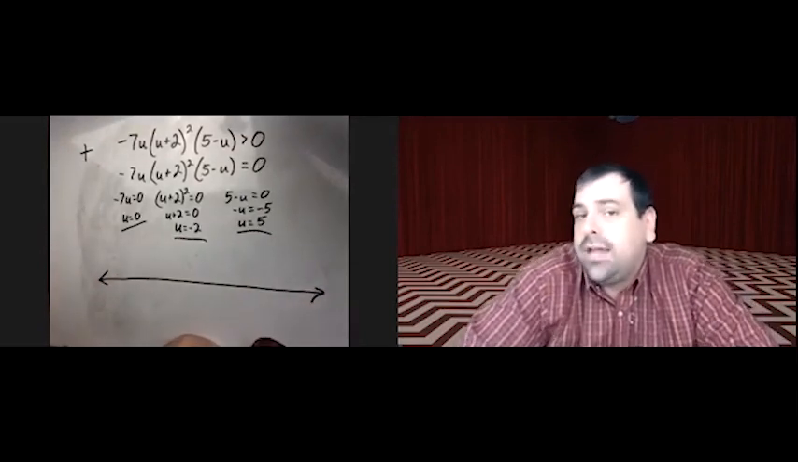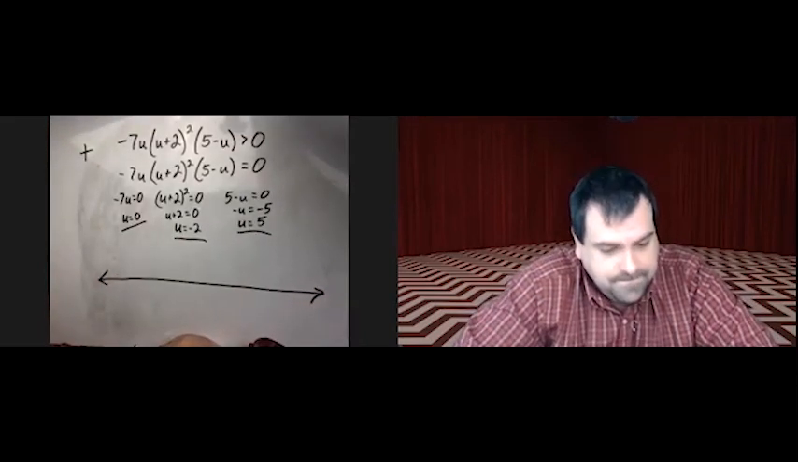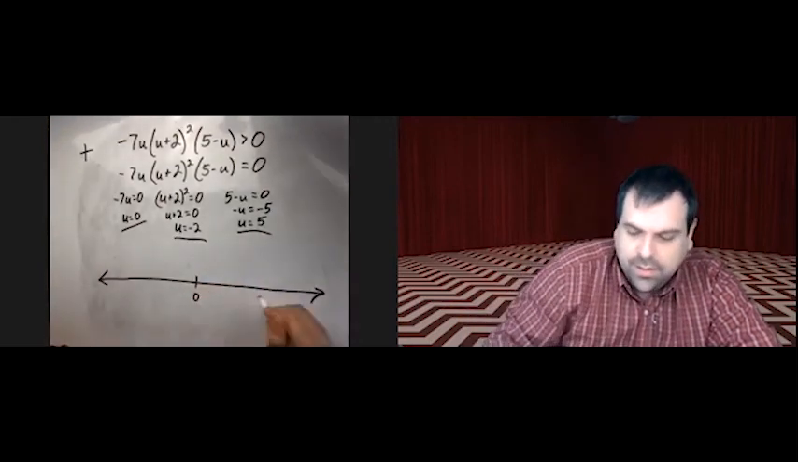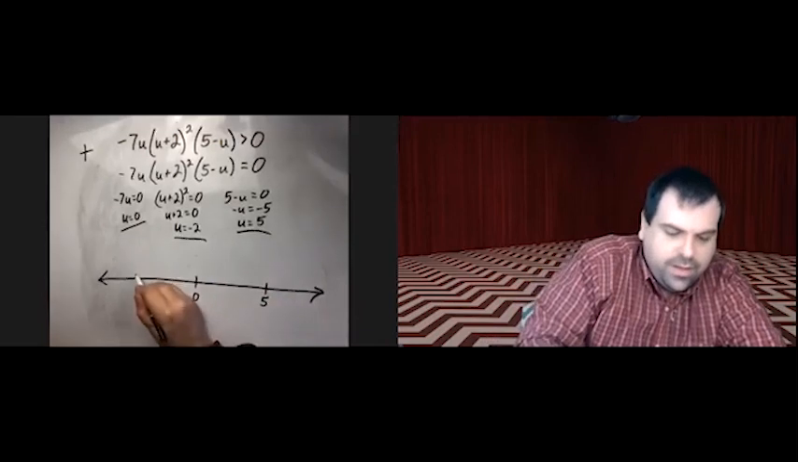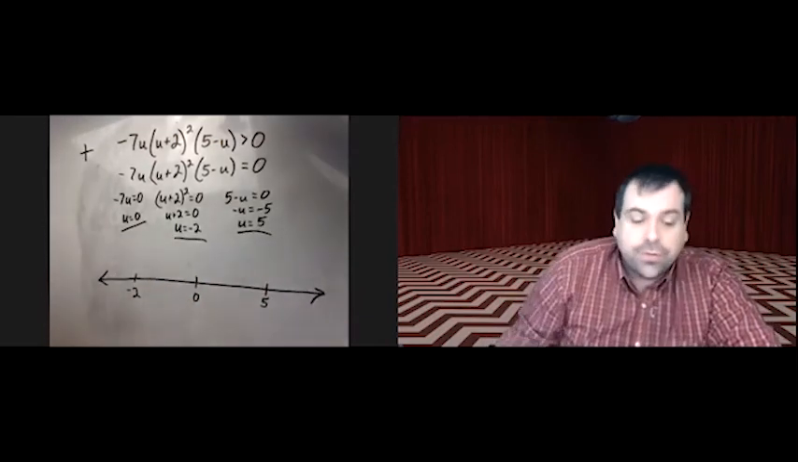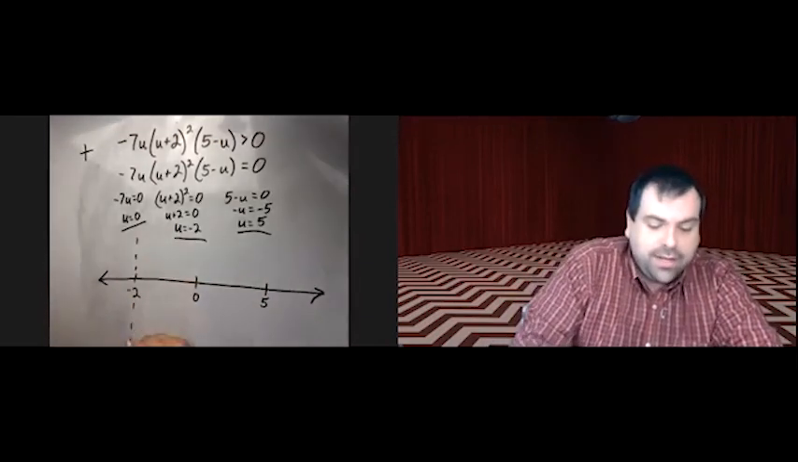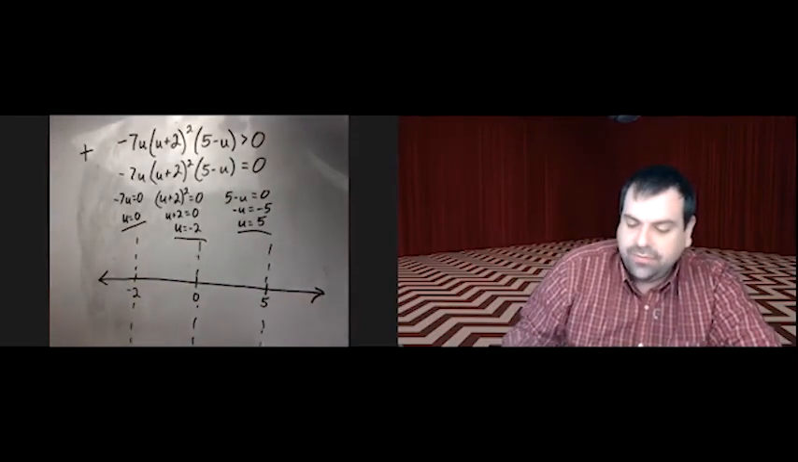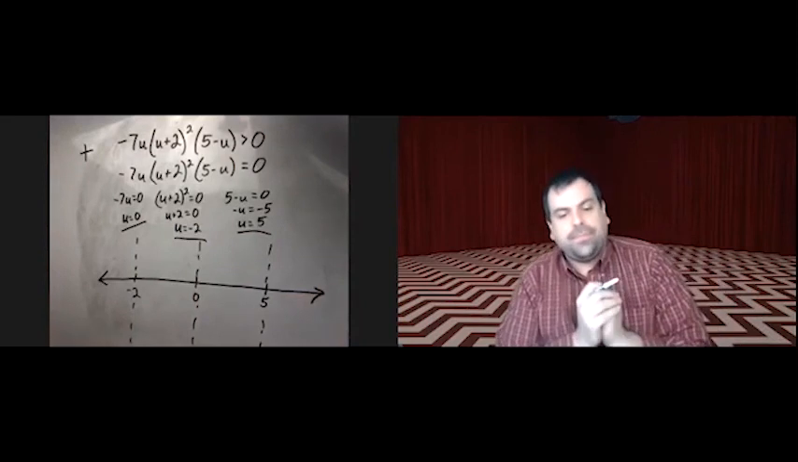We give ourselves a number line for graphing. Let's put these numbers on there. 0, 5, negative 2. This has split the number line into 1, 2, 3, 4 sections.